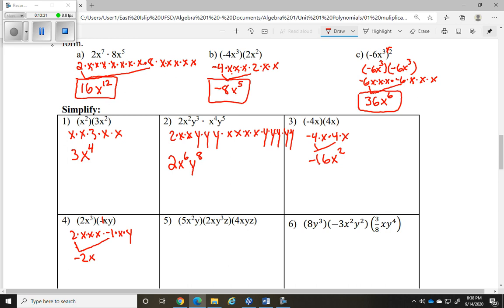X is being used as a factor 4 times. Y is being used as a factor once. I don't have to put an exponent of 1. It's going to be a little bit to write out, but I don't want to get it wrong. I never get my exponents wrong because I always know what it expands to be. Right now it's like I'm writing it in an expanded form.